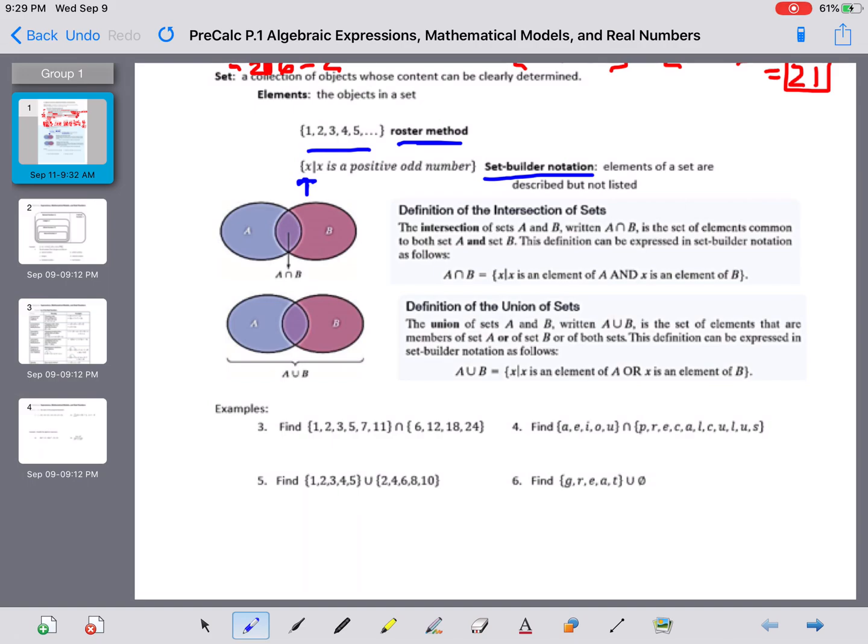So it just says X is a positive odd number. If I started to say what could be in there, it'd be like 1, 3, 5, 7, 9, and so on. But this is a set builder, which tells me how to do that. When you're doing a set builder, you often don't list any of them. You just list the rule for them.